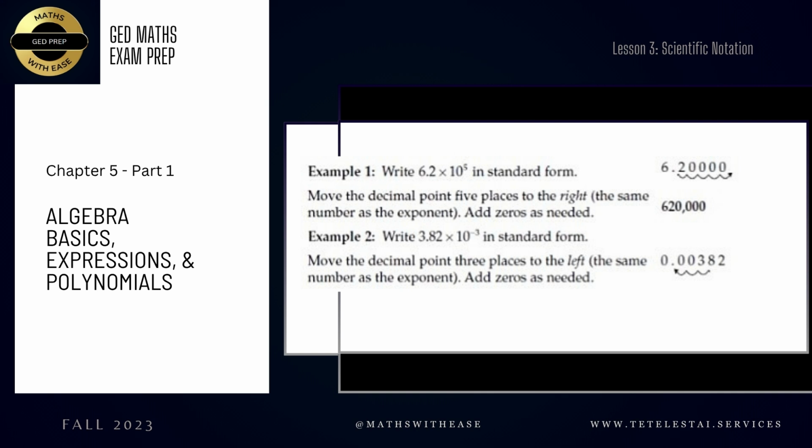10 raised to the negative 3 is now 1 over 1 over 10 raised to the third power. So again, multiplying across, 3.82 times 1 is 3.82.